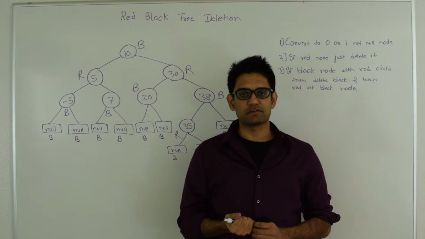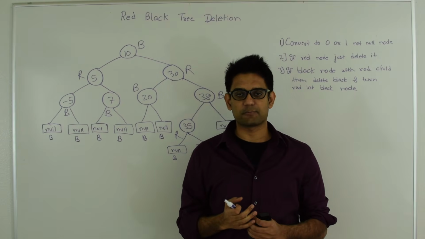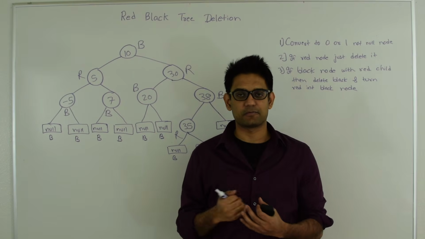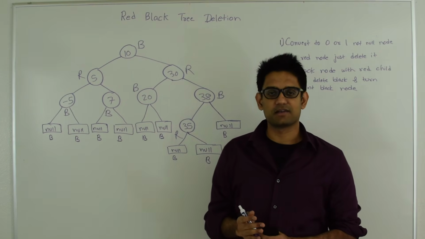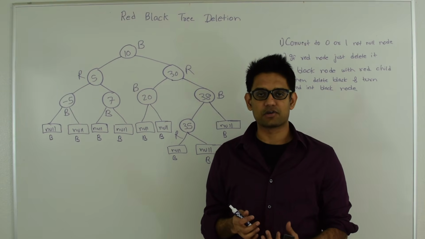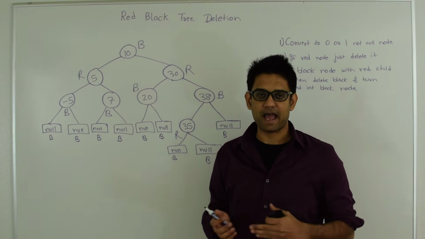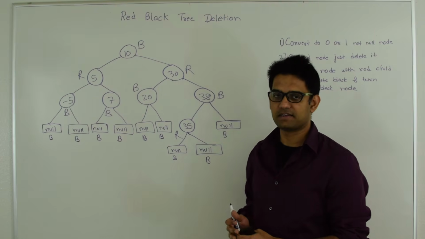The thing with insertion was we were inserting a red leaf node, and if a red-red relationship was created, we were doing some rotations and other things to fix that red-red relationship. The thing with deletion is that we might delete a black node, which will decrease the count of black nodes in that path, and to fix that we'll have to do some rotations or some other techniques.